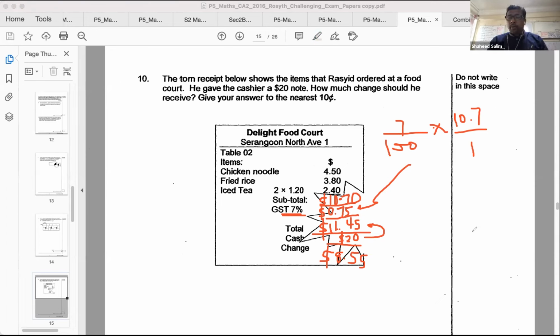Square root, you see what is square root? Like that, lah. Square root. See what is this sign? You will learn this sign.